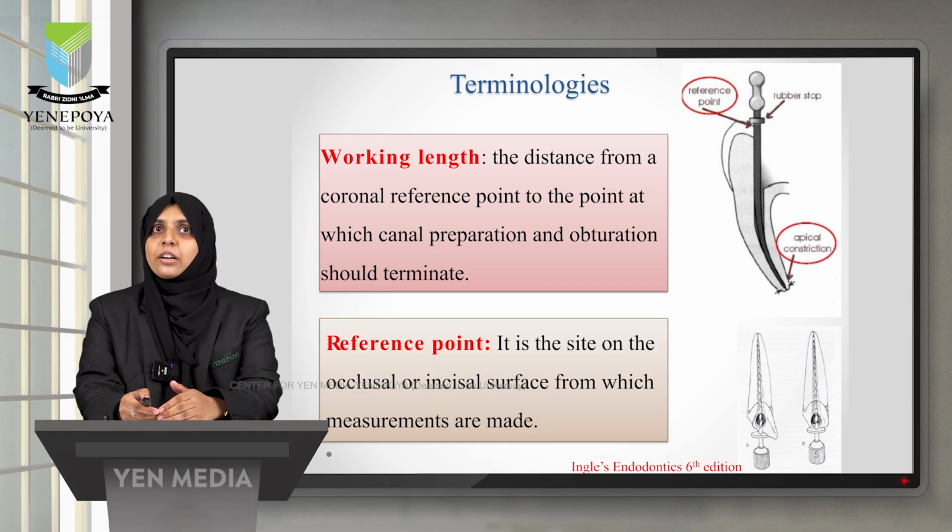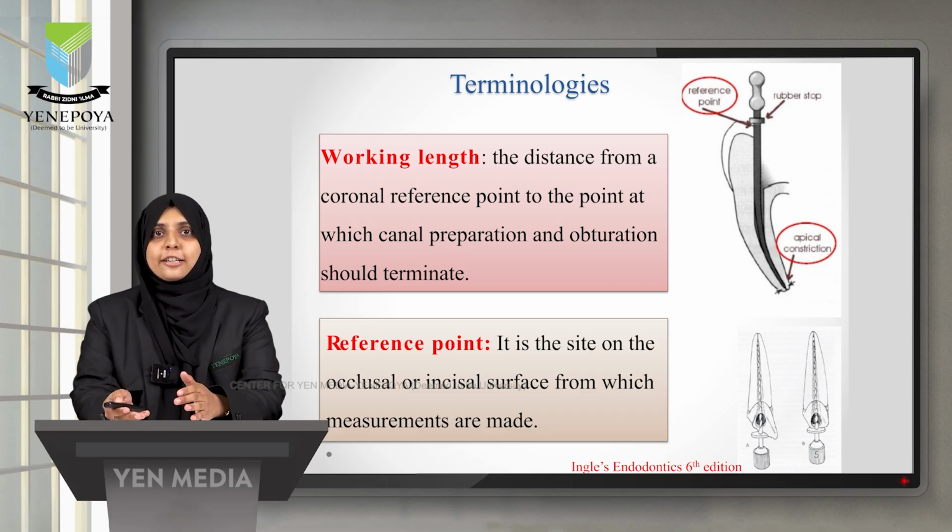Coming to the terminologies, here we'll see the definition of working length. This definition was taken from the glossary of endodontics. It states that it is basically the distance from a coronal reference point to the point at which the canal preparation and obturation should be terminating. Coming to the reference point, these are basically the site on the occlusal or the incisal surface from which the measurements should be made. In case of anterior teeth, we can take incisal edges as a reference point, and when it comes to posteriors, we can keep cusp tip as a reference point.